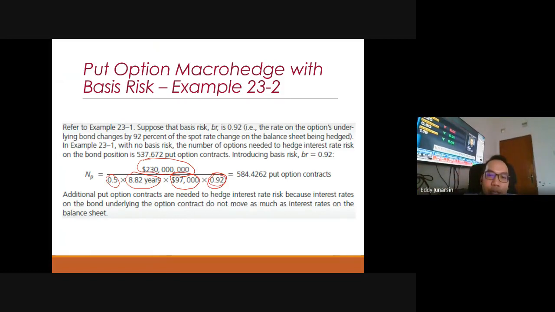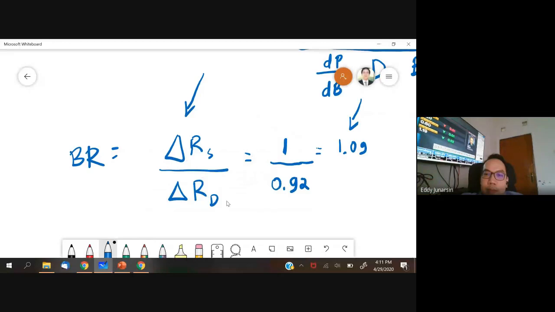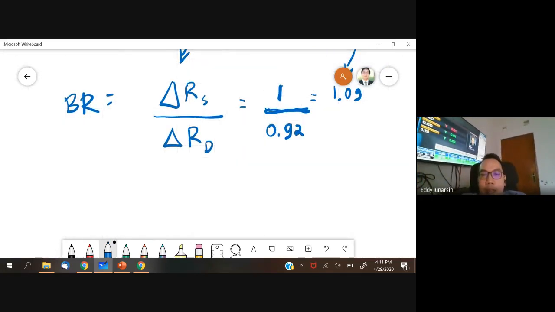Now we have basis risk here. Why is it in the denominator? Now you understand, right? Because it's like this. If the basis risk says that, for example, for 1% change in the interest rate in the derivative world, the change in interest rate in the spot market is 1.2%, then it will look like this, right? If it looks like this, then the basis risk should be multiplied to the numerator.